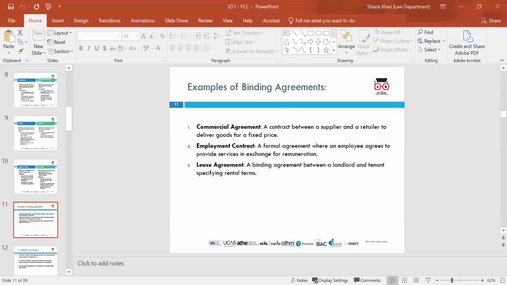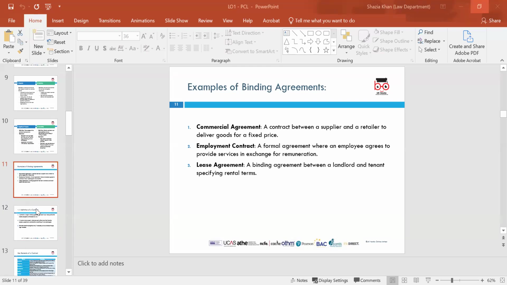Examples of binding agreements could be employment contracts, lease agreements, purchase agreements for real estate, loan agreements, and service contracts. So it could be business agreements that are binding. And on that list, it said things like commercial agreements, employment agreements, and lease agreements as well. So these are legally binding agreements that need to be put in place for anything to happen.